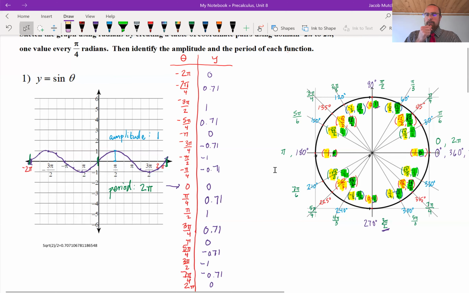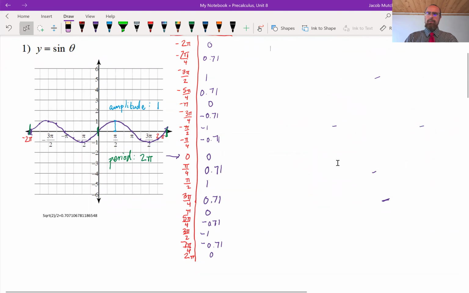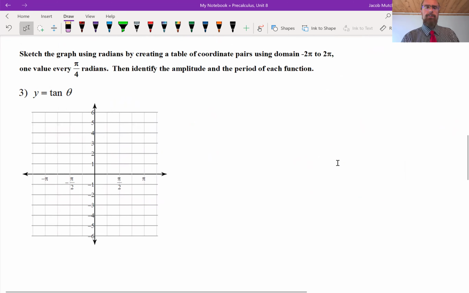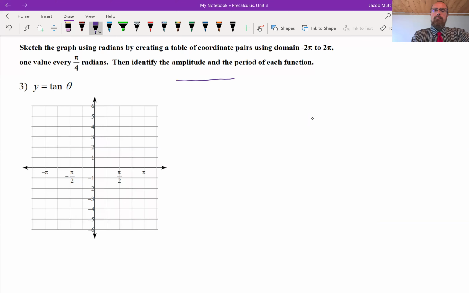Now we could graph cosine from the yellow values, and it would look similar, but just shifted. But what I want to work on just now is the tangent function. So I'm going to jump down here to tangent, and let's go ahead and create our same table. So what I want to do again is just populate our table just as we did on the previous function using increments of pi over 4. So I'll put theta and y.